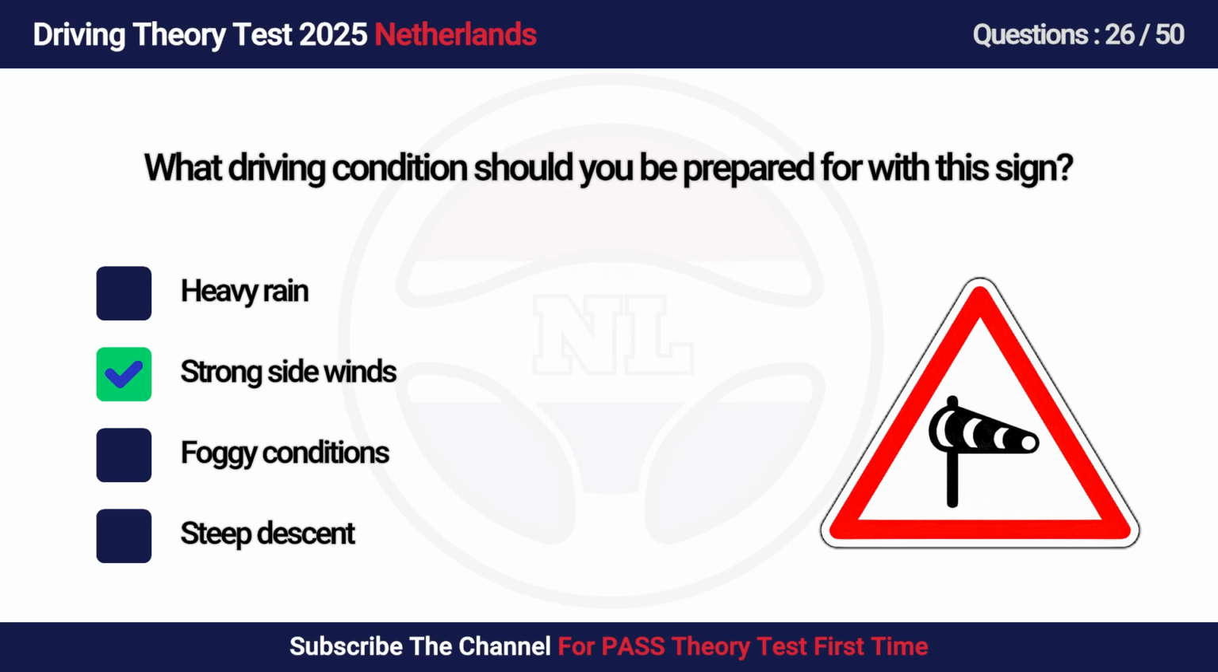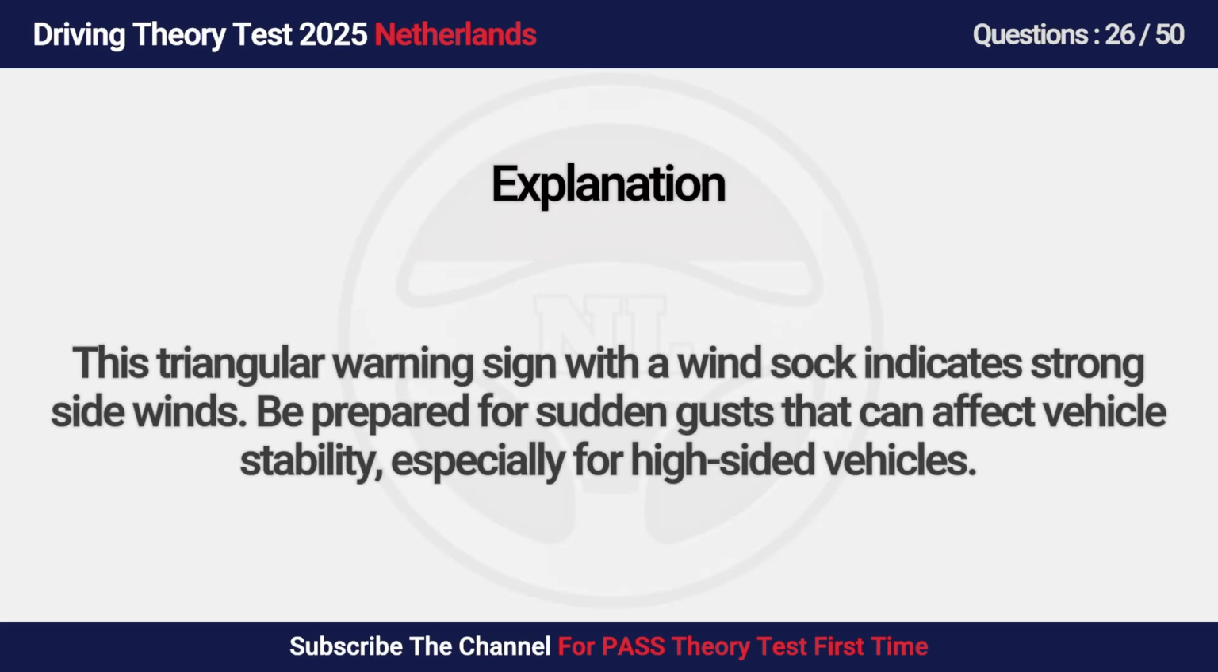Answer is B. Strong side winds. This triangular warning sign with a wind sock indicates strong side winds. Be prepared for sudden gusts that can affect vehicle stability, especially for high-sided vehicles.